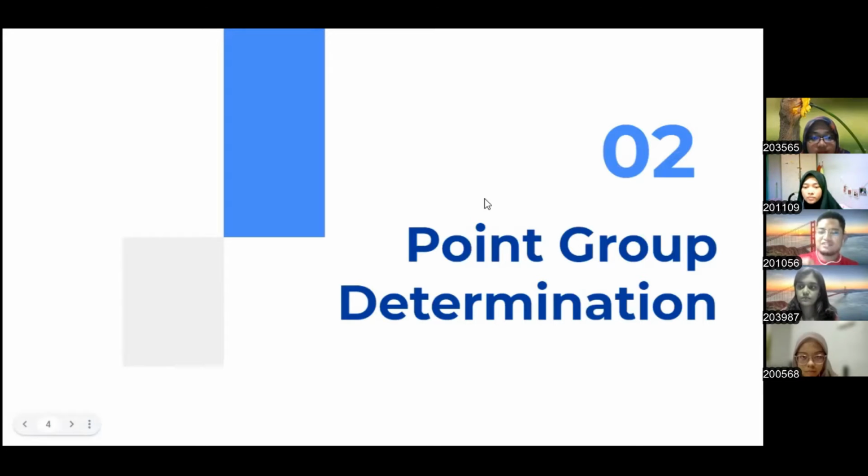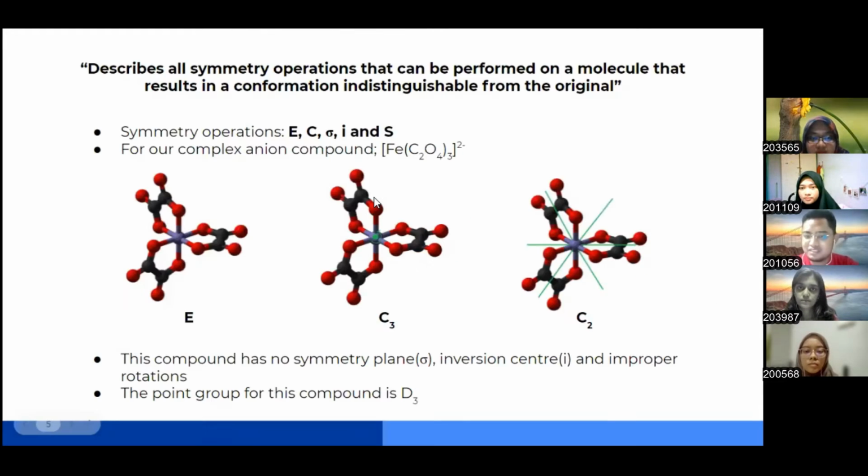All right, hello everyone. For my part, I will be presenting the point group determination. What is a point group? A point group describes all symmetry operations that can be performed on a molecule that result in a conformation indistinguishable from the original. There are 5 symmetry operations, which are E, identity; C, an axis of rotation, where at a point we can rotate our molecule; and sigma, a plane of symmetry, where the molecule can be reflected and still look the same.